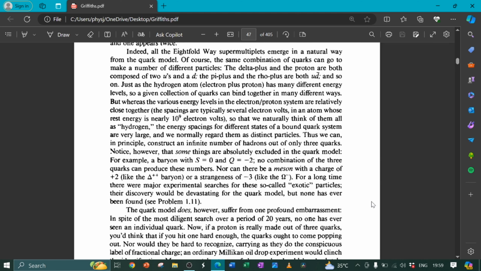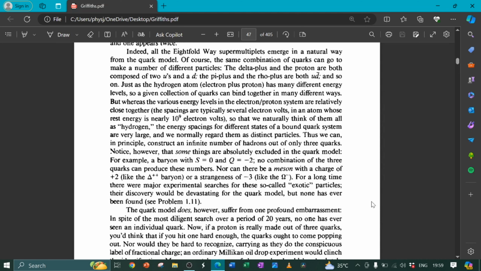But whereas the various energy levels in the electron-proton system are relatively close together, the spacings are typically several electron volts in an atom whose rest energy is nearly 10 to the power 9 electron volts, so that we naturally think of them all as hydrogen. The energy spacings for different states of a bound quark system are very large, and we normally regard them as distinct particles. Thus, we can in principle construct an infinite number of hadrons out of only 3 quarks.